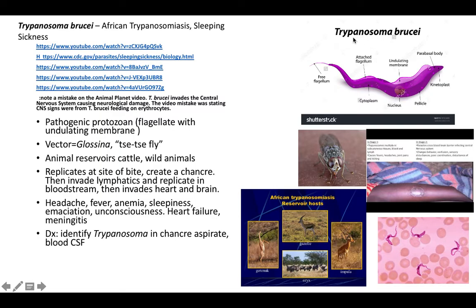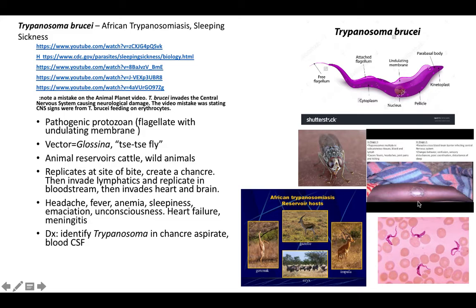Trypanosoma brucei, there's actually two different species, but we'll just talk about them in general. Trypanosoma brucei, the cause of African trypanosomiasis or sleeping sickness. The vector is Glossina, right? A blood-feeding vector. So when the Glossina feeds on us, it injects the Trypanosoma brucei in the saliva.